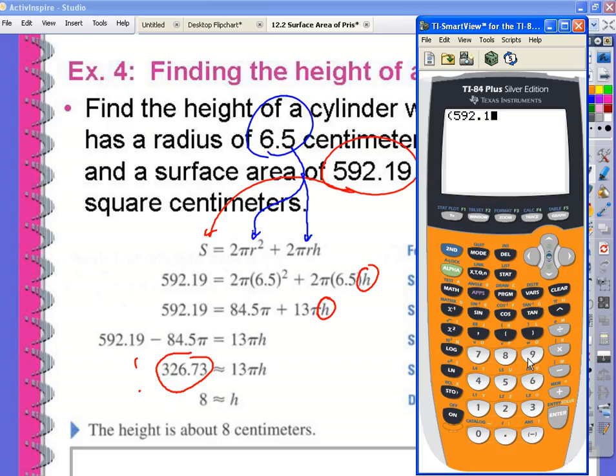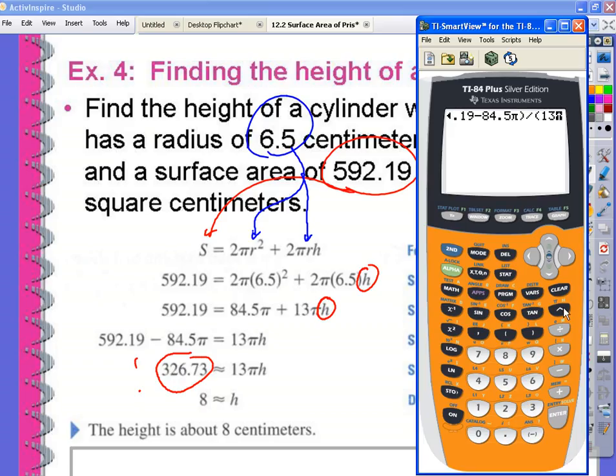Now, if I divide by 13 pi, that's two things, so I've got to put them in parentheses. So I'll divide by the quantity 13 pi. Got to put it in parentheses. If I don't, what I'm asking the calculator is, what is that whole thing divided by 13, then multiplied by pi? That's not what I want. I want it divided by 13 pi. And if I hit enter, I get about 7 point, it's about 8, isn't it? Rounded.